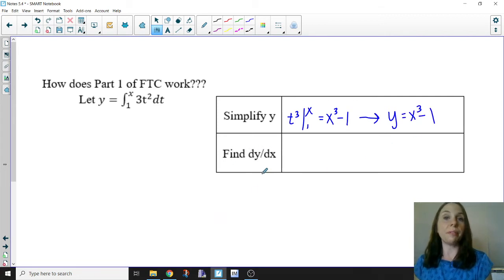Now let's find the derivative. Let's find dy over dx. Take the derivative of this. dy over dx is equal to what? Well, it's equal to 3x squared, which, look at this.